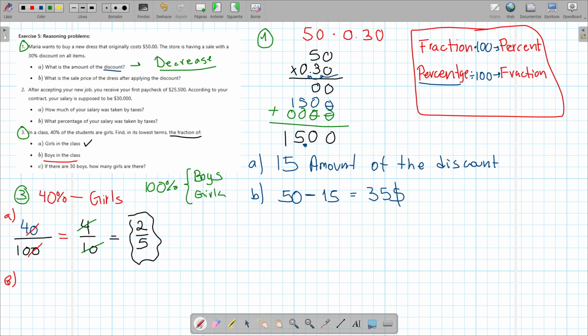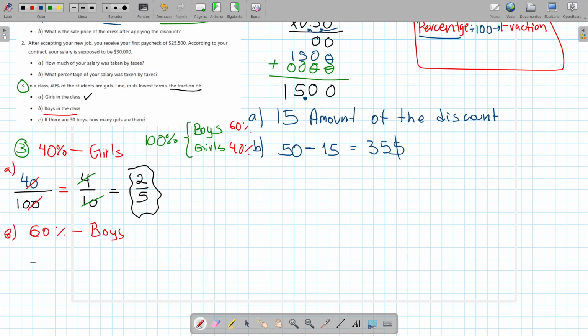Girls. If 40% are girls, the rest, that is 60%, are going to be boys. So in this case, we have the percentage of boys as well. So we have 60% are going to be boys.